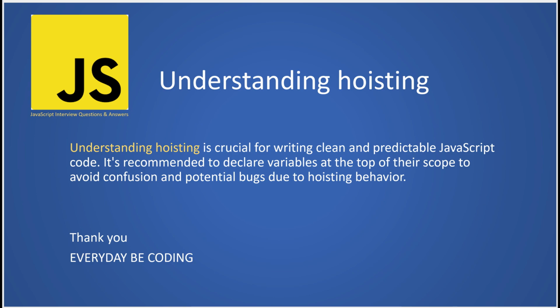So, to summarize, hoisting is a unique JavaScript behavior where variable and function declarations are moved to the top of their scope during the compilation phase. It's crucial to understand hoisting to write clean and predictable JavaScript code. To avoid confusion and potential bugs, it's often a good practice to declare variables and functions at the start of their scope. This way, you're writing code that aligns with how JavaScript is interpreted, making your code more predictable and easier to debug.